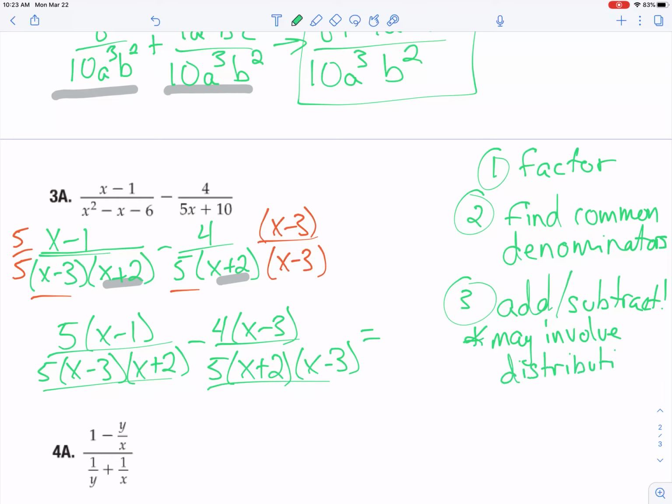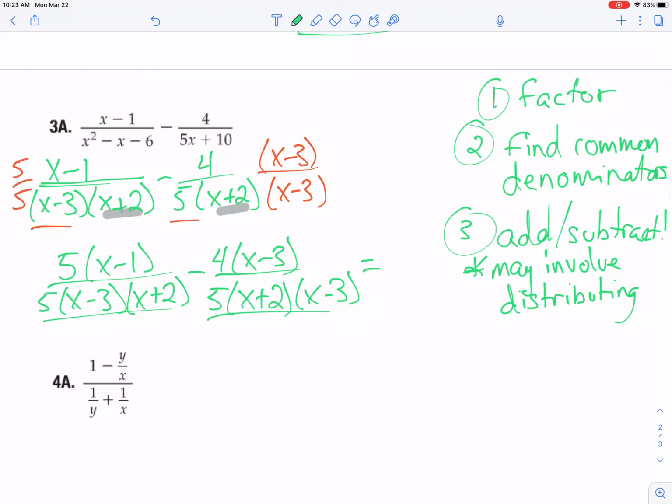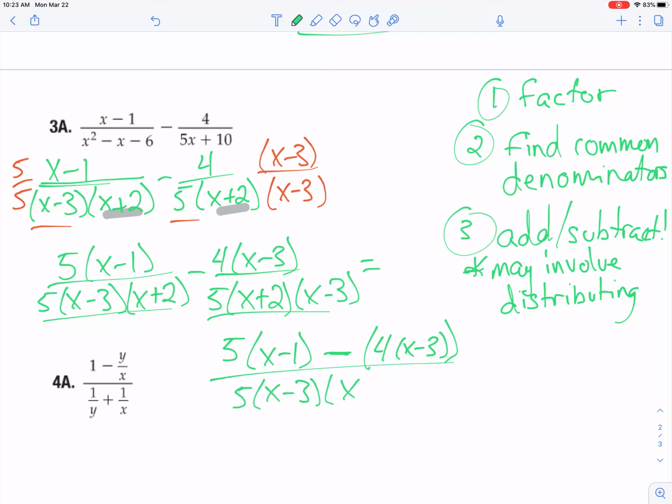Now notice this little note I put over here. It may involve some distributing. I'll show you what that's going to look like in just a second. First things first, go ahead and just write what you know. So I have 5 parentheses x minus 1, subtracting 4 times x minus 3, all over 5 parentheses x minus 3 x plus 2.